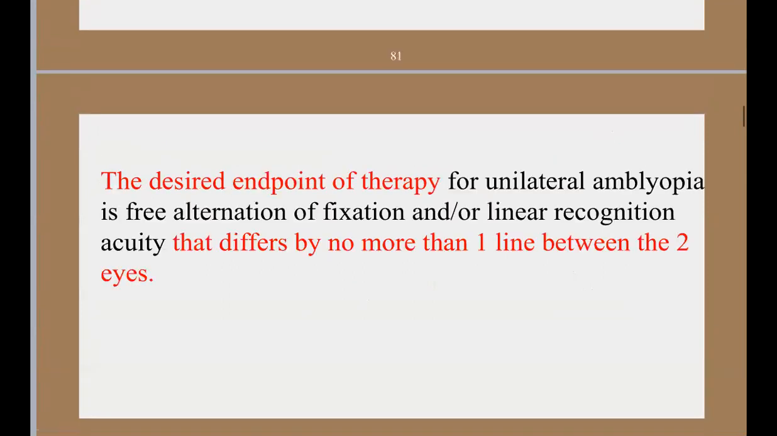The desired endpoint will be, if the patient has the right eye having 6/9 visual acuity, my target will be getting the left eye having 6/12 visual acuity. So there must be just 1 line difference between both eyes. This will be the endpoint for me.